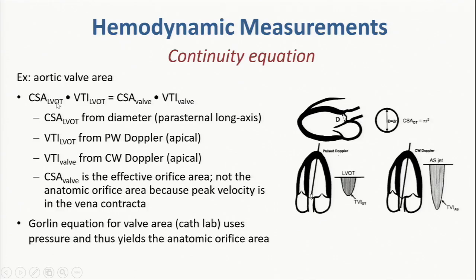Okay, so we have 1, 2, 3. That allows us to solve for the cross-sectional area of the valve and calculate a valve area. Now, it's important to realize that the valve area that we calculate is that effective orifice area, and that's not the anatomic orifice area because the peak velocity is in the vena contracta, and that goes back to that flow convergence principle we talked about before, how the vena contracta area is smaller than the anatomic area. Now, the Gorlin equation for valve area that's used typically in the cath lab uses pressure and yields an anatomic orifice area.